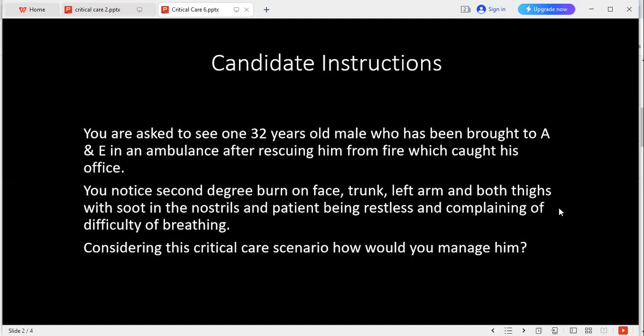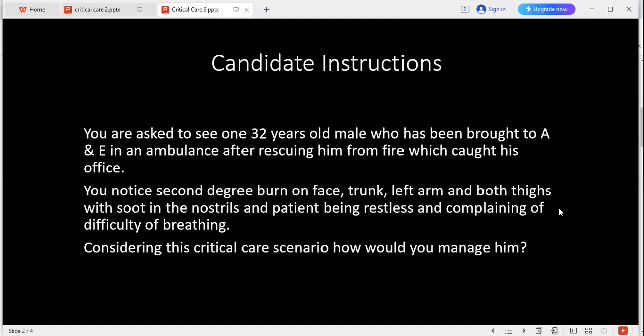Why is it important to keep the fluid restrictions in this particular patient? Because the patient may have pulmonary edema as part of the complications. We should not overload the patient. ARDS complications, I have to say. Okay, very good.